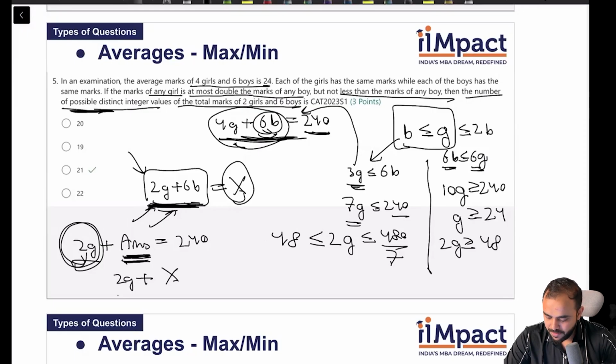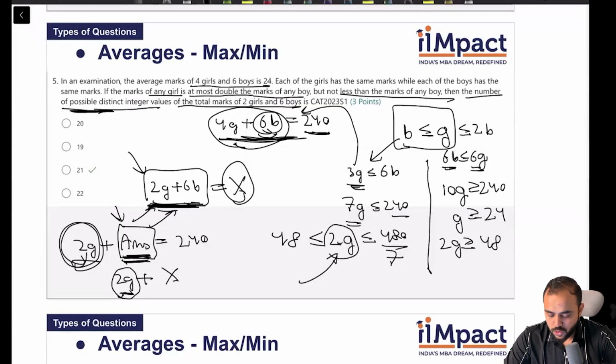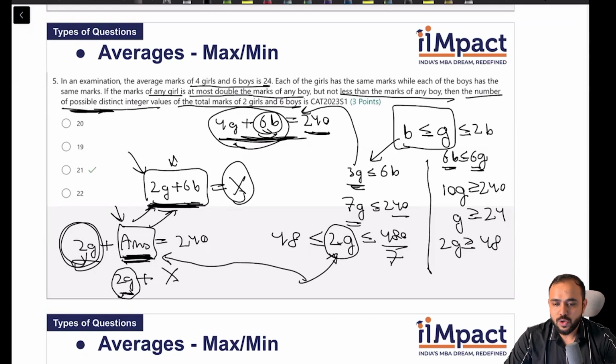Now, the maximum value of 2G here will give you the minimum value of the answer, and the minimum value of 2G here will give you the maximum value of the answer. Because they are not asking us for the exact integer solutions, can you say that the number of possible integer values that 2G can take would also be the number of integral values the answer can take, because the answer is going to be 240 minus 2G. Correct. So you don't have to substitute and find the expression for 2G plus 6B. You can immediately find the number of integral values 2G can take.